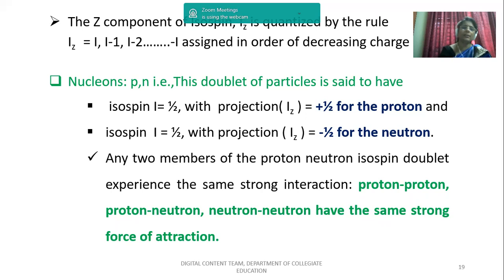Those values are taken individually and validated for conservation of isotopic spin. And here let me consider the example of nucleons, which are formed by proton and neutron. It forms a doublet of particles because two particles are involved, and here isospin I equals half with projection Iz equals plus half for the proton, and isospin I equals half again for the neutron too, but its Iz component value will be minus half. So any two members of the proton-neutron isospin doublet experience the same strong interaction, whether it is proton-proton, proton-neutron, or neutron-neutron, with the same strong force of attraction, which I have already explained.